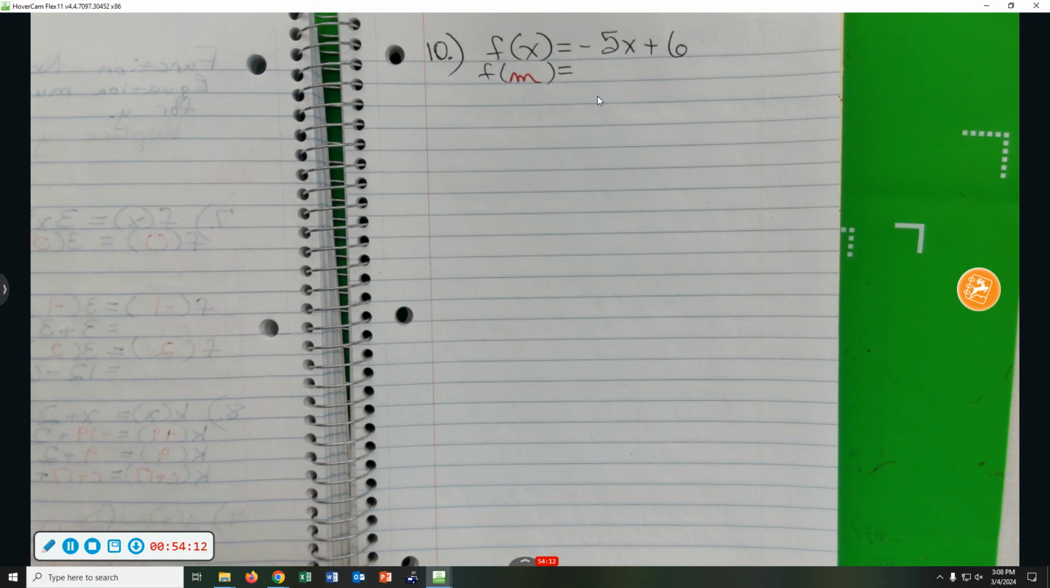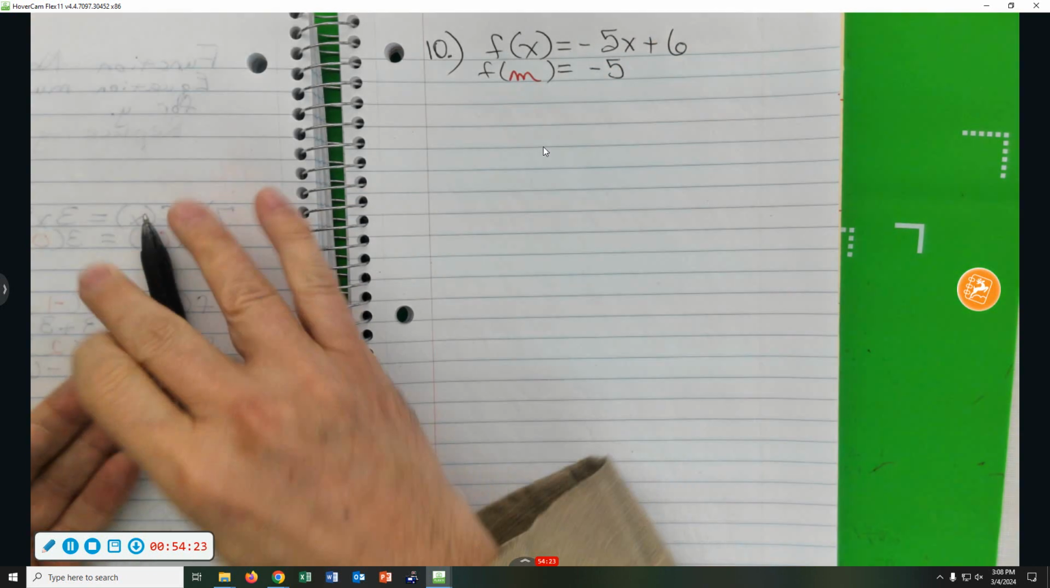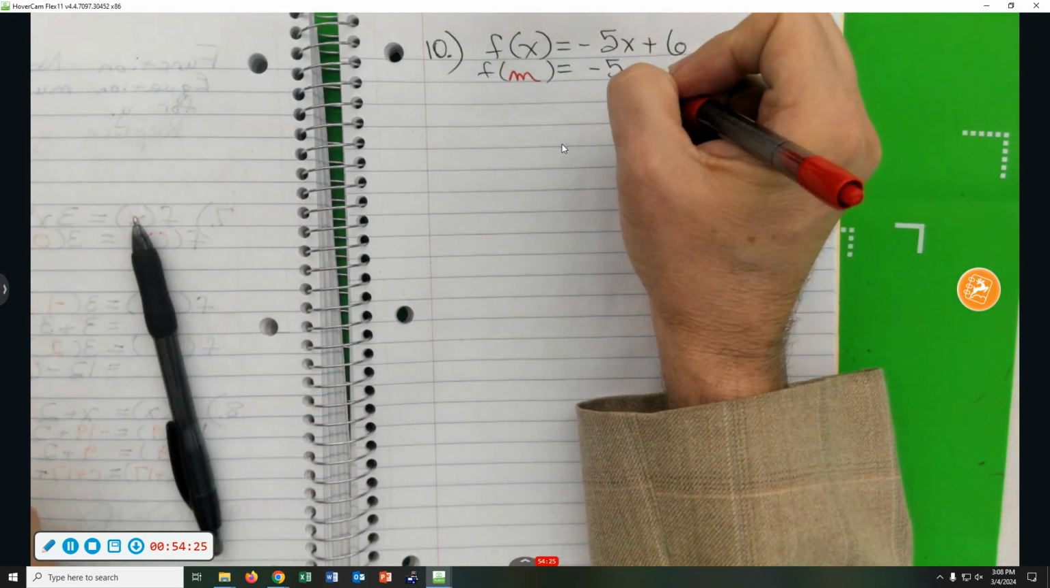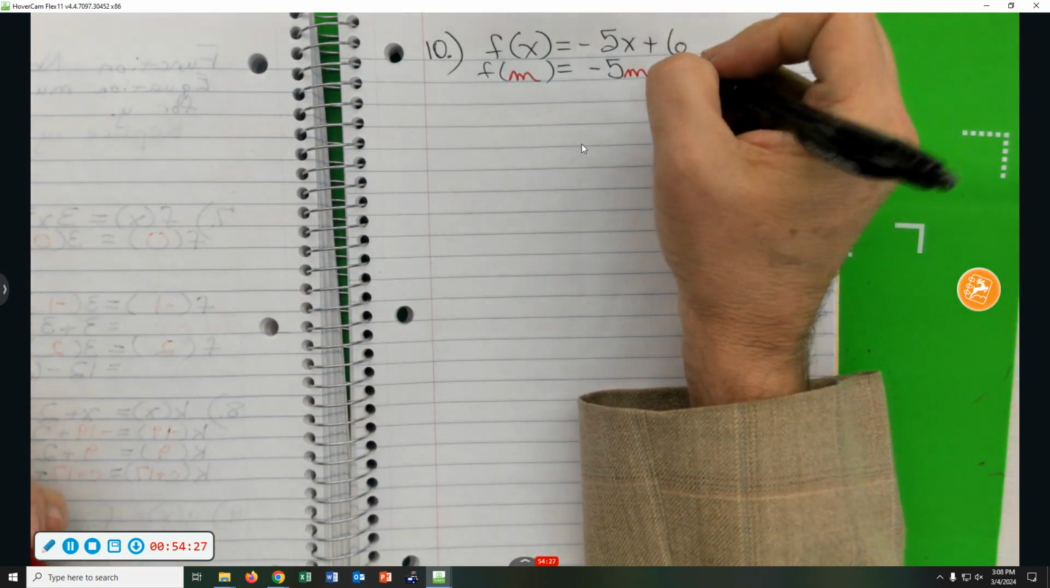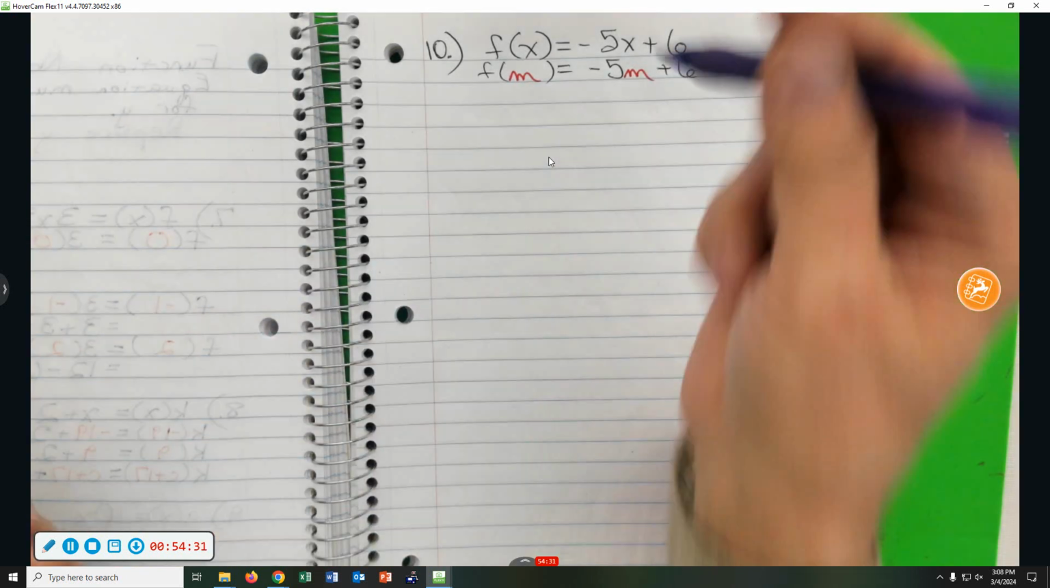Okay, have we talked long enough? Whatever's in the parentheses, you plug in for x. So what's the answer going to be? -5 plus 6. That's right. You just go up there. It's strictly a change of variable. Everything else stays the same. -5n plus 6.